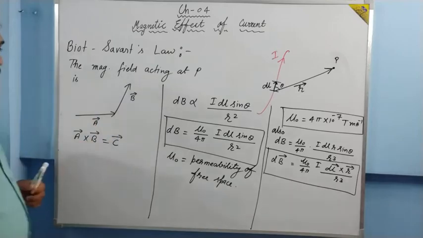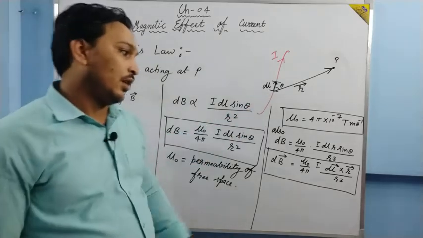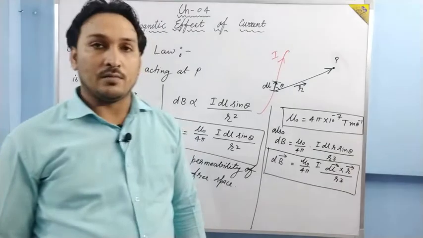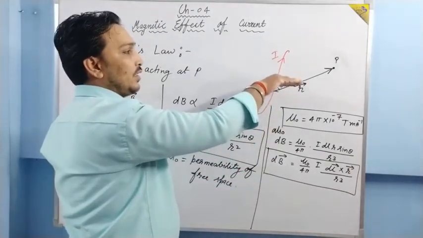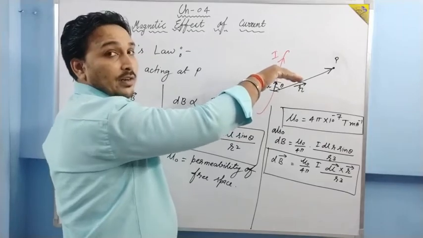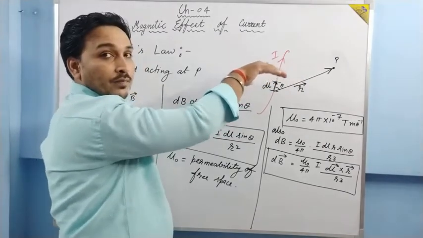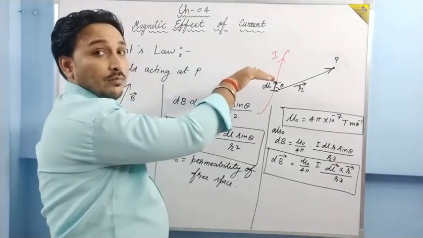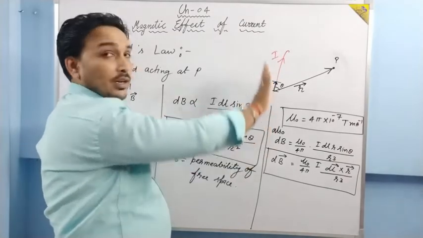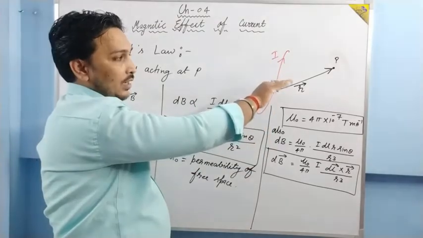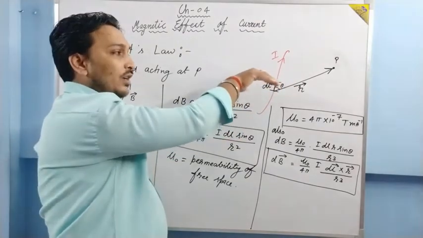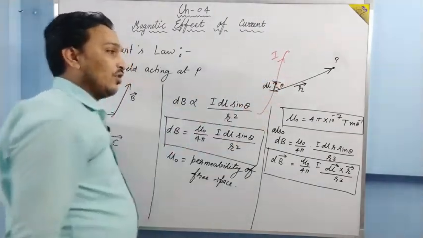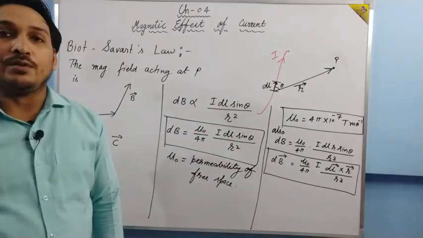If you apply the same logic here, dl vector cross R vector. So the dl vector is in this direction, the R vector is in this direction. The direction of the extended thumb is towards inward. Okay, you are not able to see my thumb, but it is there. dl is in this direction, R is in this direction. So what will be the direction of the extended thumb? Perpendicular inward. So here the direction of the magnetic field will be perpendicular inward.